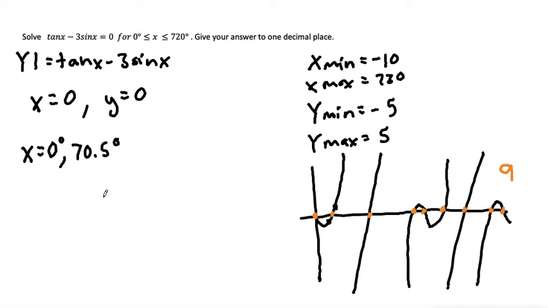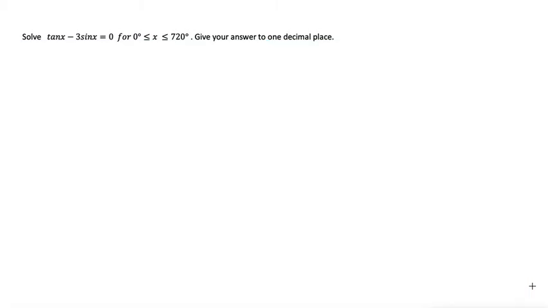If you're not allowed to use your calculator, or if you would just like to learn an algebraic method, we'll go over that now. So let me clear this out. Okay, so using an algebraic method, the first thing I would do is to write my tan as sine over cosine. So we have sine x over cos x minus 3 sine x is equal to 0.